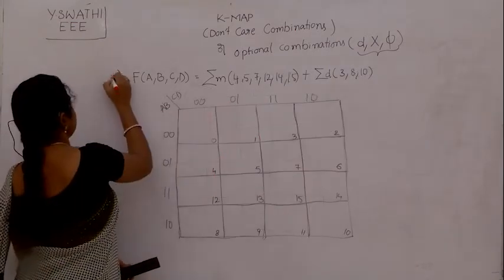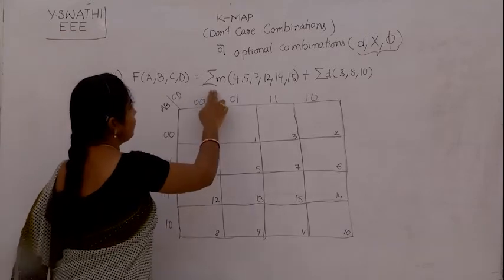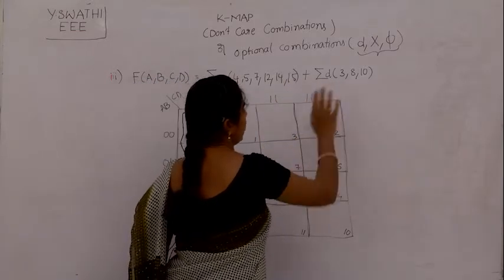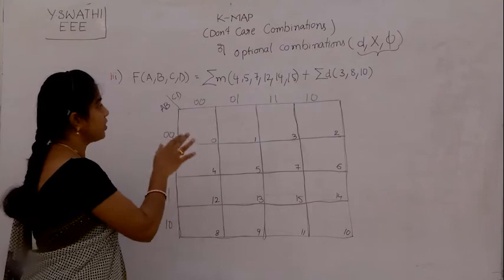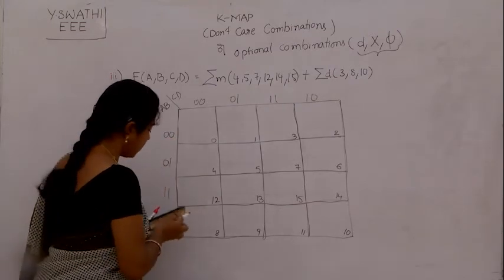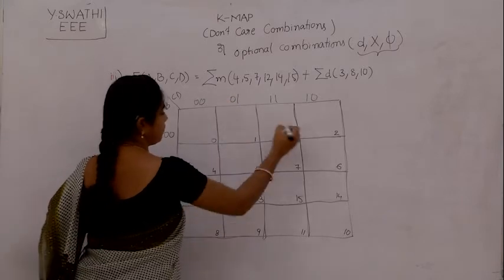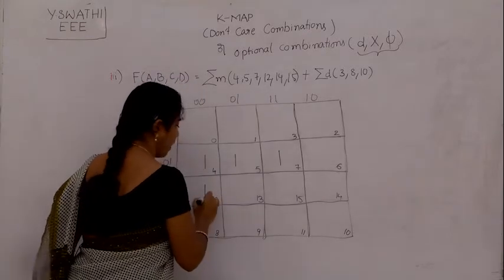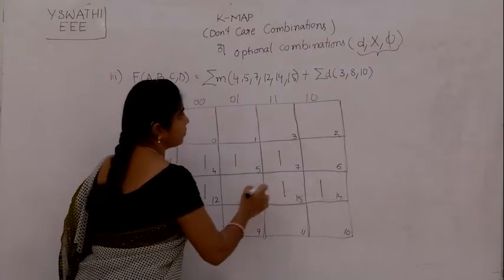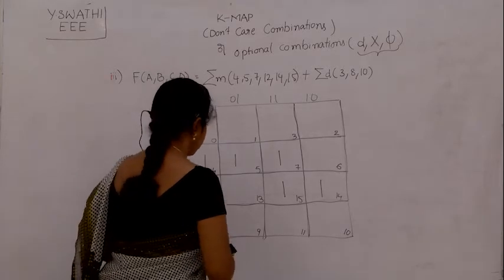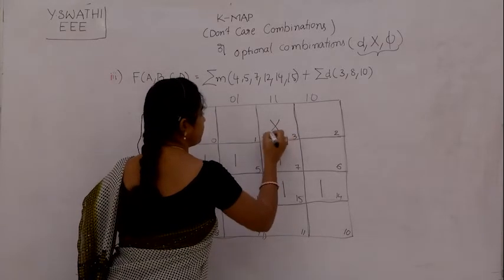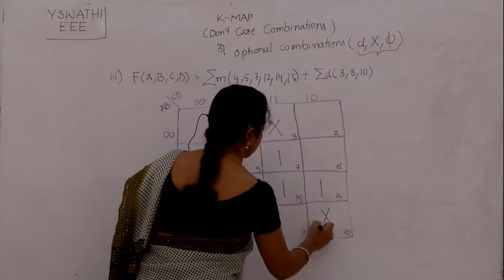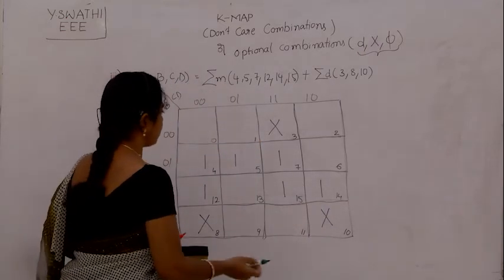In the third one the given expression is a function of 4, 5, 7, 12, 14, 15 and a don't care combination of 3, 8, 10. So we will first represent this function in the 4 variable K-map. So what are the minterms in the function? 4, 5 and 7, 12, 14 and 15. And what are the don't care combinations? 3, 8 and 10. Now we will see for the grouping.